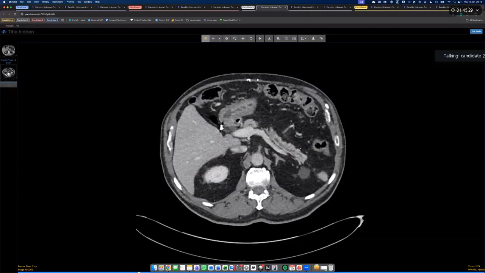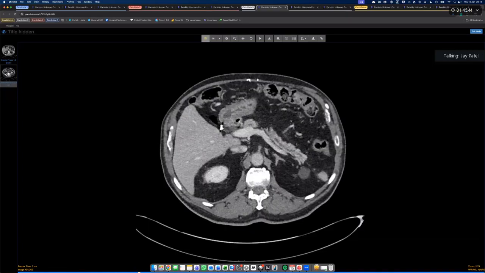And for completion, I would like to look at the bones as well as the chest, lung windows if available. And the patient needs to be discussed and further referred to the hepatobiliary MDT for further management and discussion.